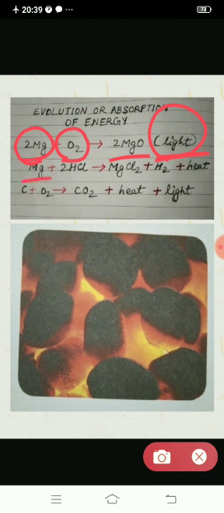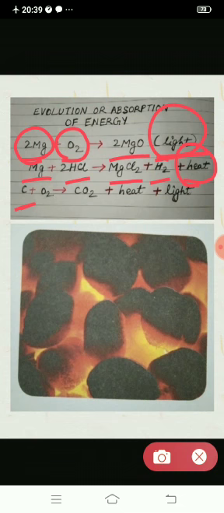When magnesium reacts with hydrochloric acid, it will give magnesium chloride and hydrogen gas is evolved. Along with that, there is an evolution of heat. So the energy here evolves in the form of heat.